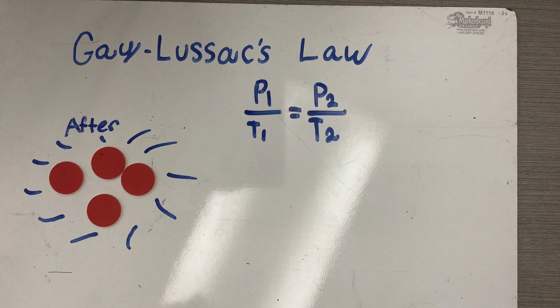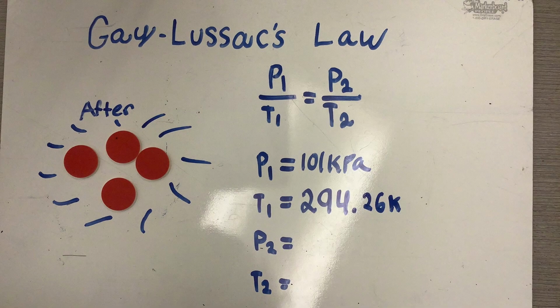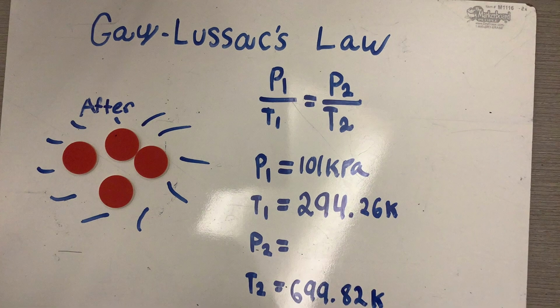Let's look at the math for this. The equation for Gay-Lussac's law between pressure and temperature is P1 divided by T1 equals P2 divided by T2. In this equation, the starting pressure is 101 kPa, and the starting temperature is 294.26 Kelvin. The ending temperature is 699.82 Kelvin, and we're looking for the ending pressure, the pressure right before the balloon pops.